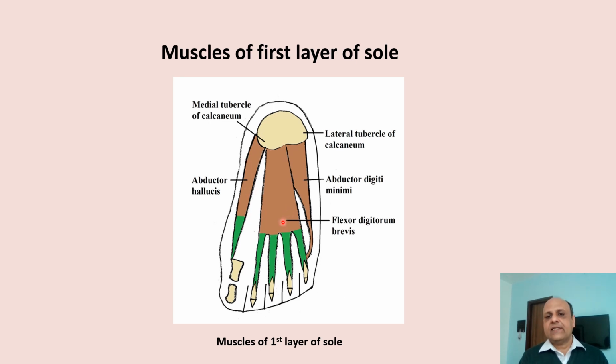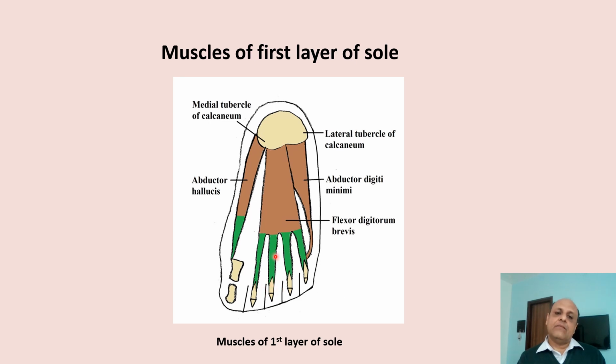The second muscle is flexor digitorum brevis. This muscle lies deep to the plantar aponeurosis, and this also arises like abductor hallucis from the medial tubercle of the calcaneum, and it divides into four tendons for the lateral four digits. Near the proximal phalanx, the tendon divides into two slips, and these slips then get inserted onto the margins of the middle phalanx of the digit concerned.